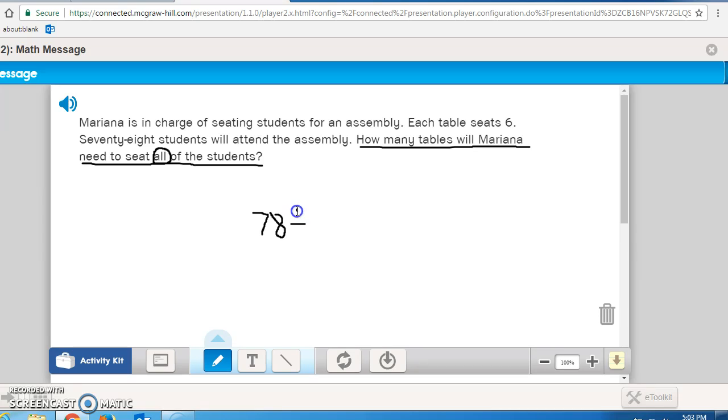And we're going to divide it by each table seating 6. And again, I'm going to use T for tables. This is one way I could display this division problem. 78 divided by 6 equals T. Another way would be able to do it like this. 78, this also is a division symbol, the slash, divided by 6 equals, and again we're trying to find the same answer, so T for table.